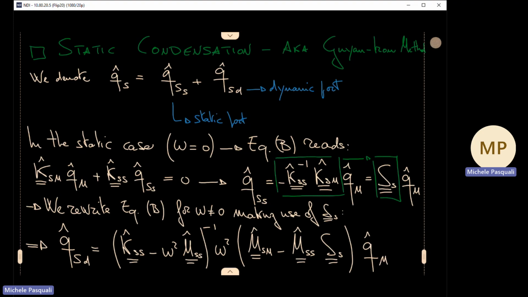So basically what we did with the first part, with the first case, when omega was 0, we were able to express the static part of the slave in terms of the masters. We used this result in the original equation for omega in general different from 0 to express the dynamic part of the slaves in terms of the masters. Okay? Is it clear?